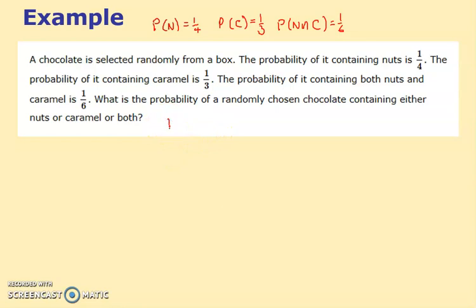Well, the probability of it containing nuts or caramel. This is "or". Now notice I had a formula.